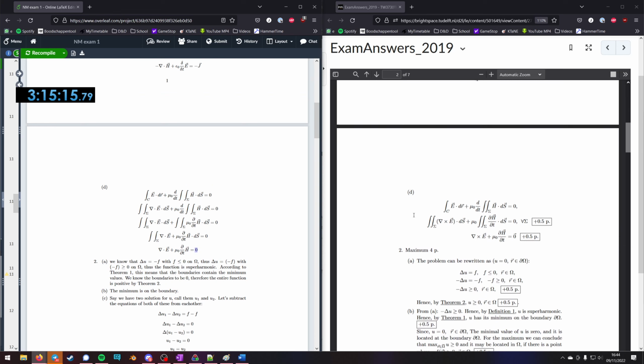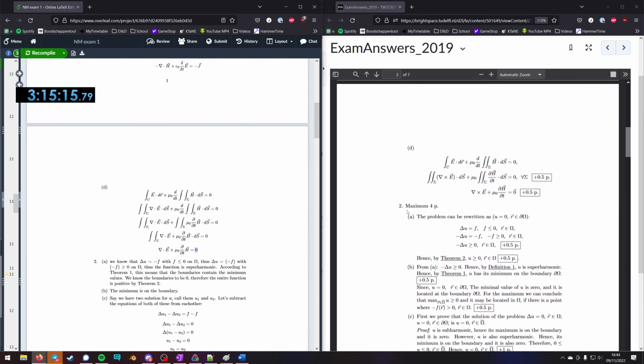Okay, so for 2, the problem can be written as, yeah, this one we did good. According to the theorem with the boundary, the entire function is positive. Yeah, so by theorem 2. Yeah, by theorem 2. So yeah, for 2 we got 1 point.